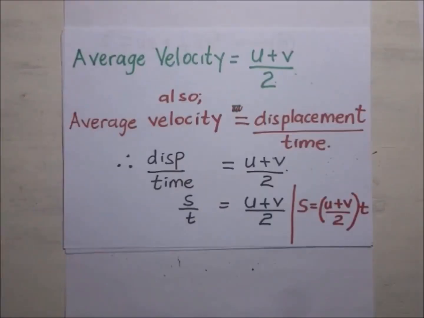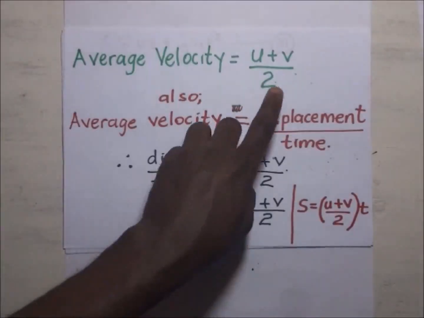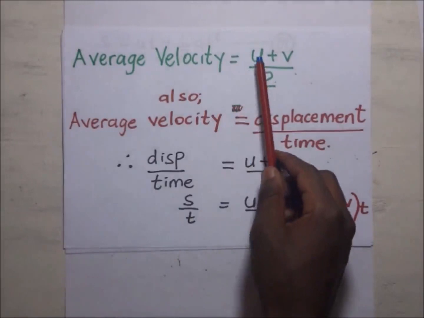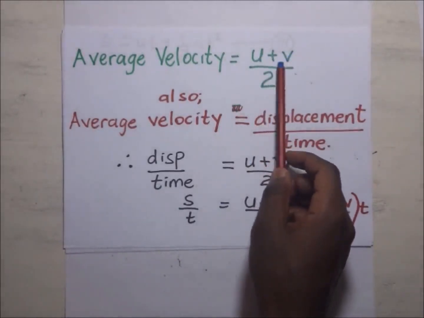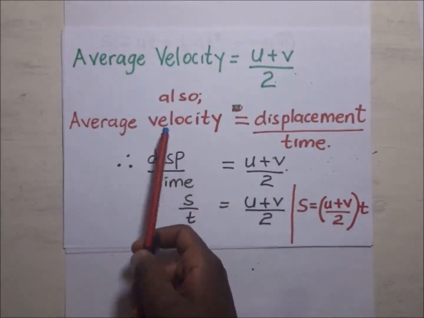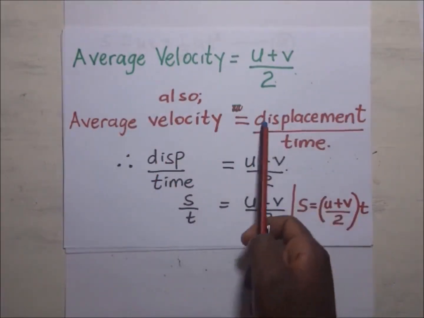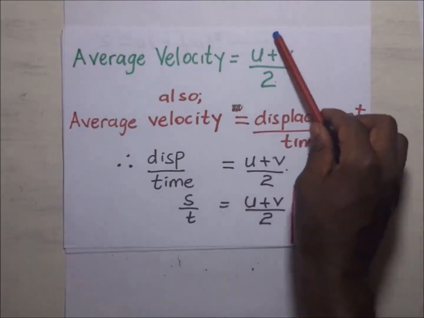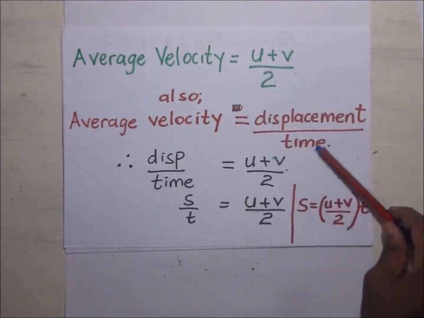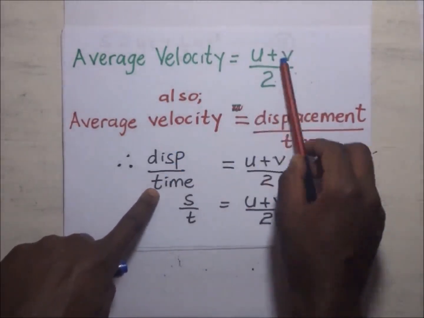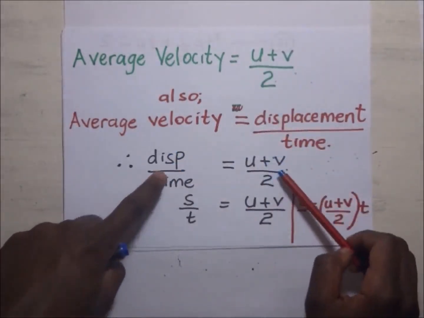If we are not going to use the graph to find the second equation of motion, we can relate it like this. We know that average velocity is the initial velocity plus the final velocity, divided by 2. Another formula for average velocity is displacement divided by time. So we equate this to that, and we end up with displacement over time equals average velocity, which is (u plus v) over 2.